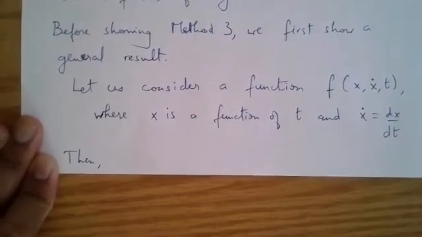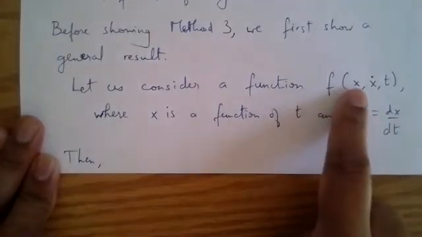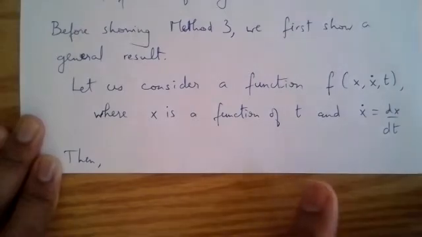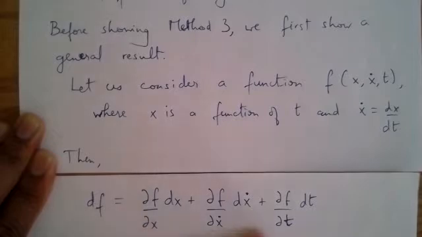We are going to look at method 3, but before doing so, we will first show a general result. If we consider a function f, which is a function of x, x dot, and t, so t here is our independent variable, and x is a function of t, and x dot is dx dt, then the differential of f is written as this. So in other words, since f depends on x, x dot, and t, any change in f gets contributions from all three of these derivatives.